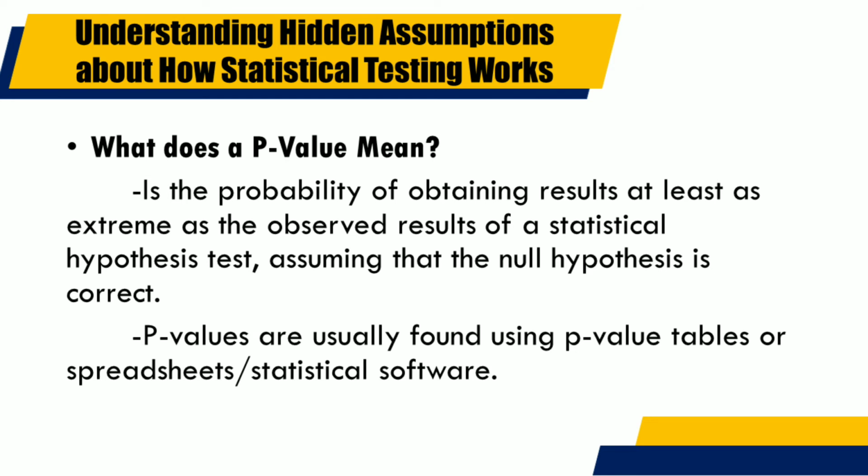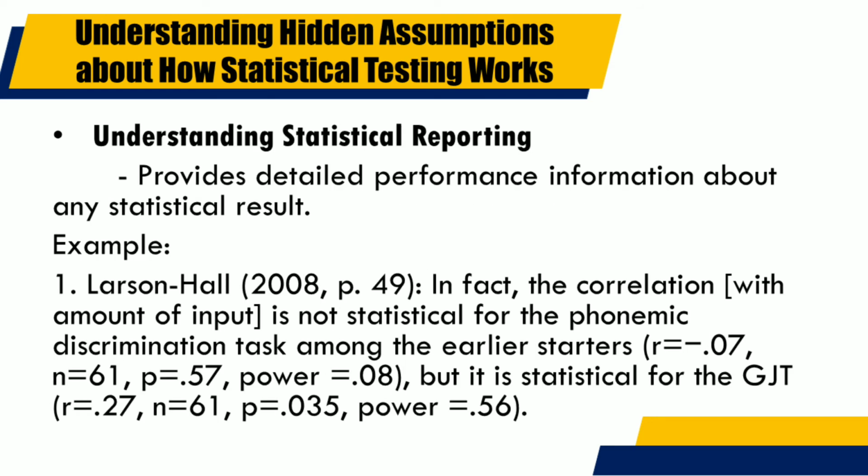To sum it up, the p-value is the probability that we would find a statistic as large as the one we found if the null hypothesis were true. In other words, the p-value represents the probability of the data given the hypothesis. This will be explained more in Chapter 4, so let's not be confused, for we will be enlightened in the next chapters. Now we are down to understanding statistical reporting. So this provides detailed performance information about any statistical result. There are many examples given in the module, so you can freely browse there to better understand this.